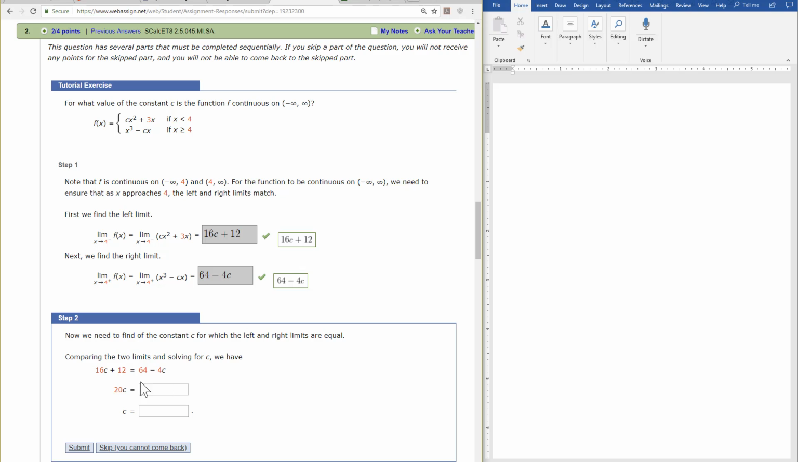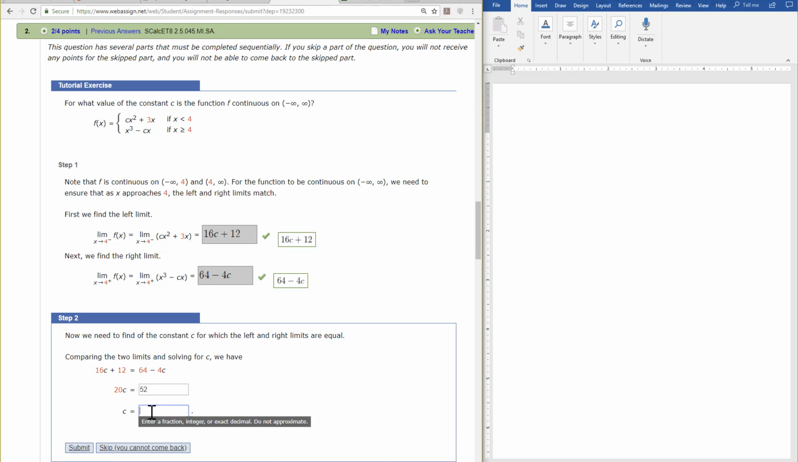And now these are the y values for the limits, and so what we want to do is make sure that they're equal to each other. So we set them equal to each other, comparing the two limits and solving for c. This is going to be in steps, so let's take it in steps. We got 16c minus 4c. We bring that over to the left hand side, you get 20c. And then we have 64 minus 12, and I think that's going to be 52.